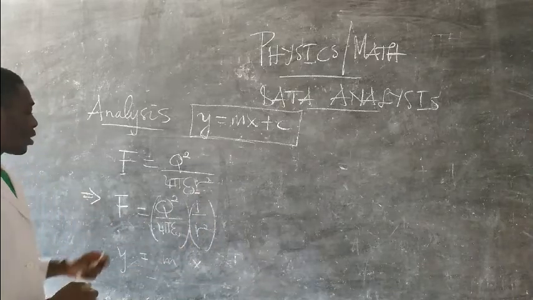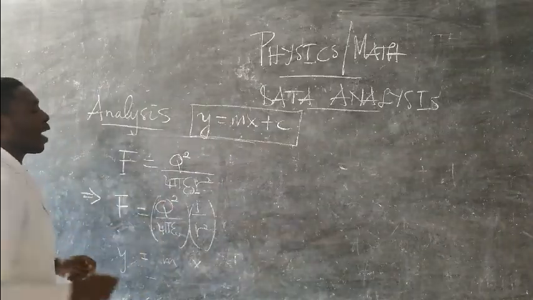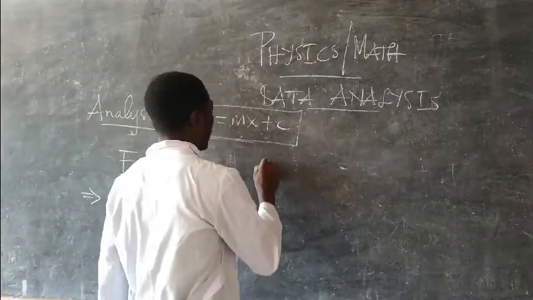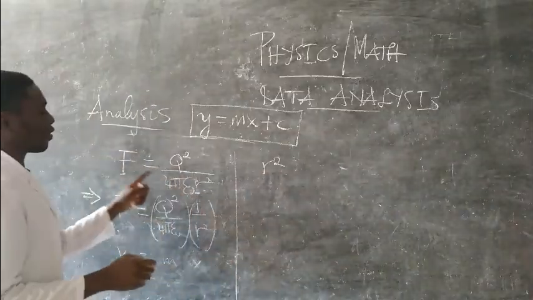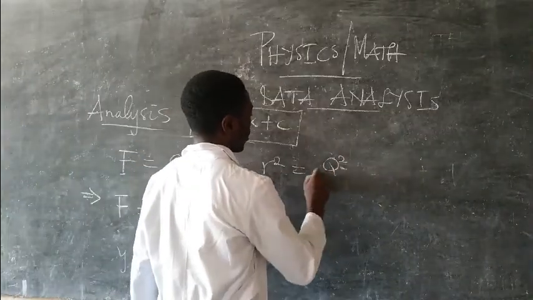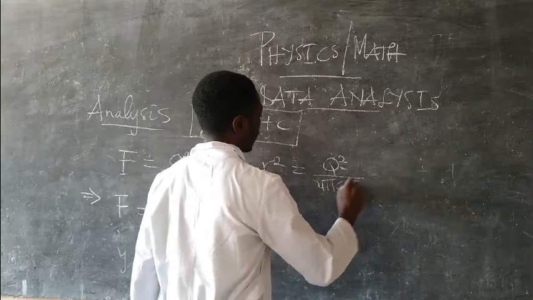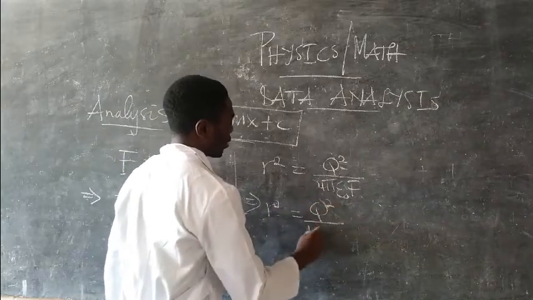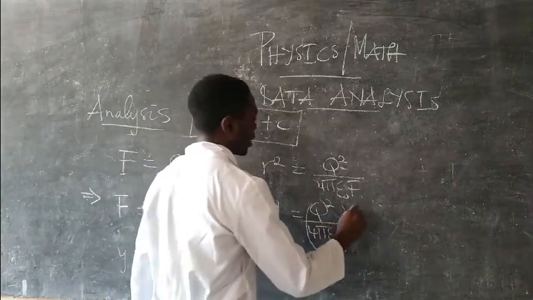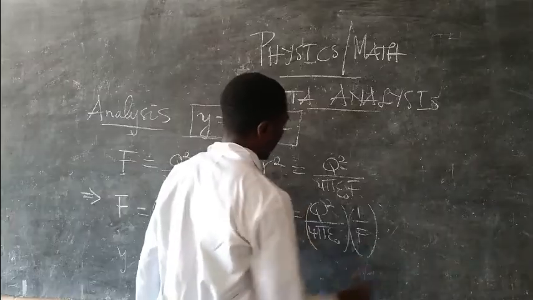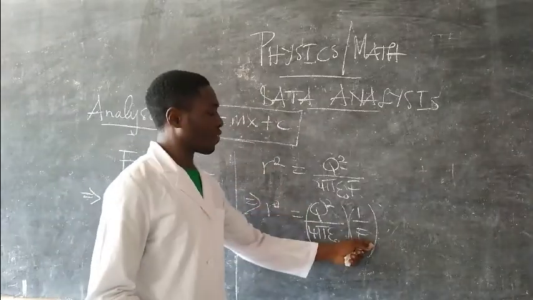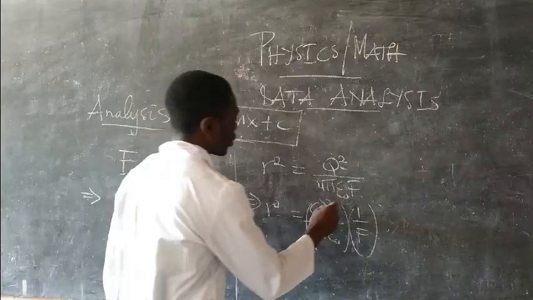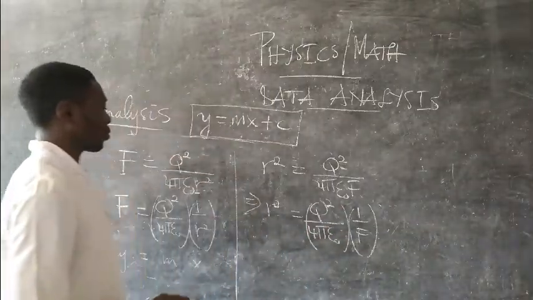Or I could still decide to plot a graph of r² against f. I could still arrange the equation. Now this is just one form of analysis. Another person might decide, if I make r² the subject of the formula here, I'll have r² equal to kq² over 4πε₀f, implying that r² equals kq² over 4πε₀ times 1 over f.